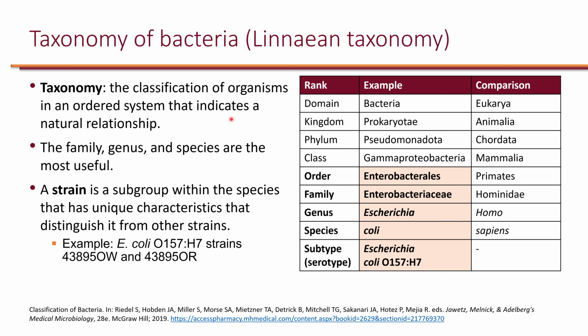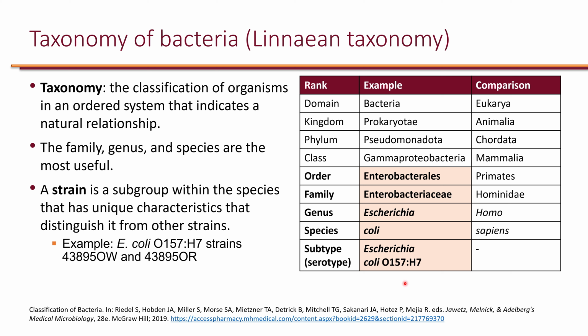You may be familiar with Linnean taxonomy, which is named after the person who came up with this system. It ranks organisms by domain, kingdom, phylum, class, order, family, genus, species, and subtype of species for some species. For example, E. coli, Escherichia coli, is classified here, and the most useful in general is the family, genus, and species. And occasionally, for example, when it comes to E. coli, it is useful to know the order as well.